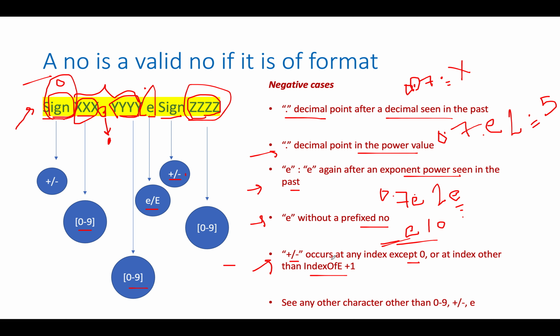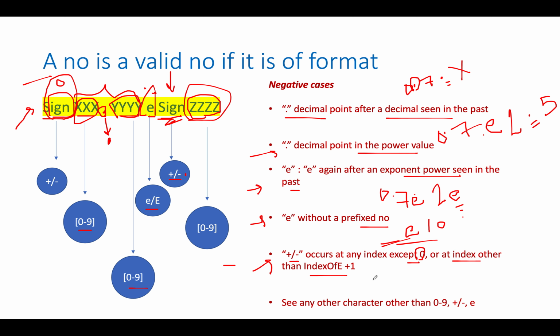Positive or negative signs occurring at any index except 0 or any index other than the index of e plus 1. So I highlighted the 0th index here. Sign can only come at this position, or we need to identify whatever the index of e is. Just after this index we are allowed to have a sign, which is highlighted as this part. So sign can come at two indexes. One is at the 0th index and the other one being the index of e plus 1. I hope this part is clear to you. And in case it occurs at any other index apart from these two indexes, it's an invalid case.